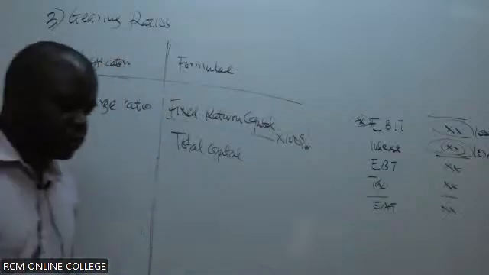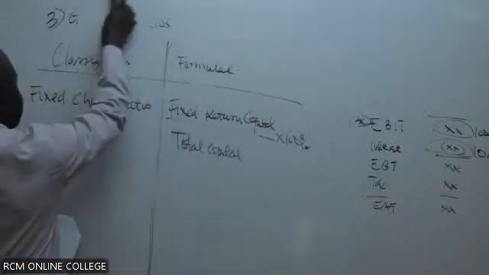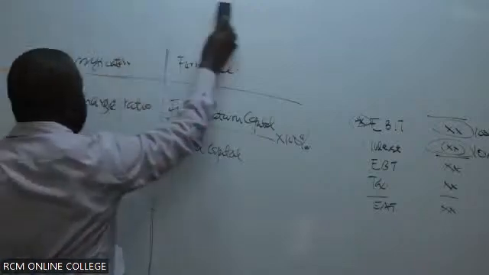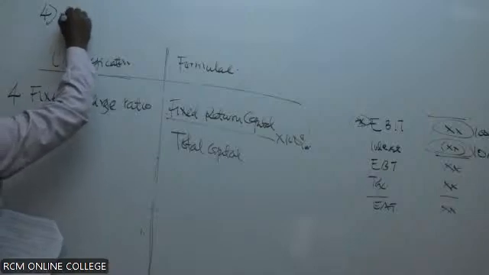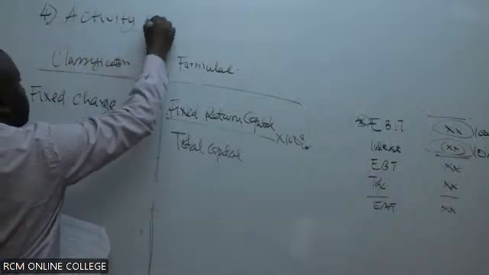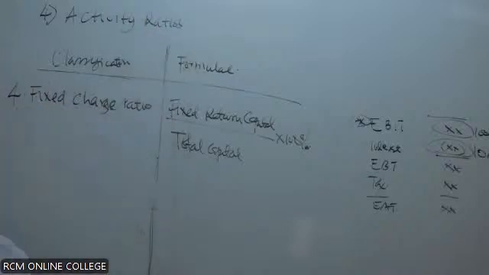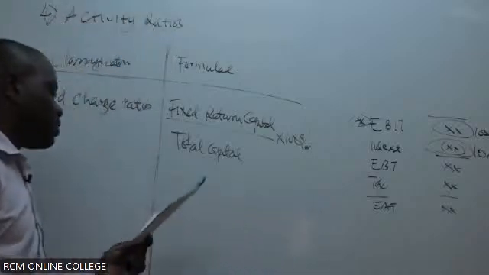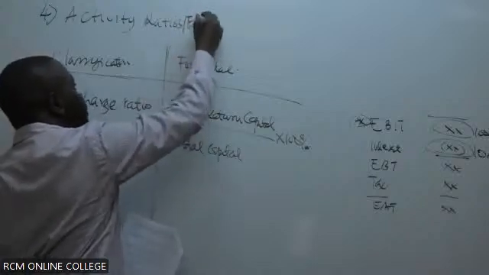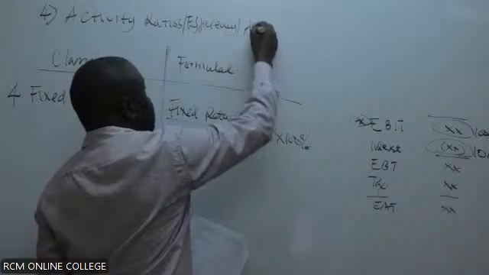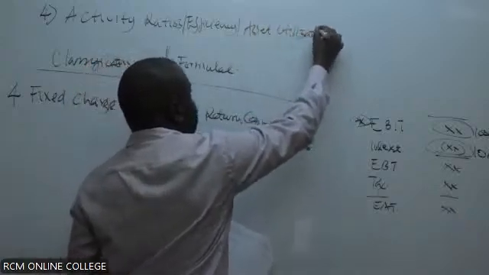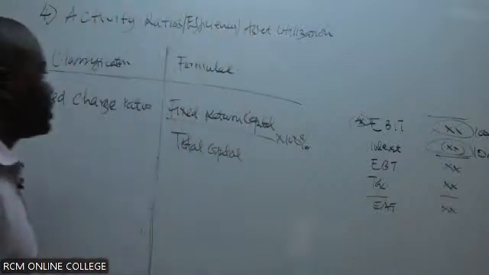So you can now look at category number 4, activity ratios. Sometimes we can refer to them as efficiency ratios. There are a number of names: efficiency, or maybe asset utilization ratios. So this category can be named as activity or efficiency. How efficiently are you utilizing your assets, or the asset utilization ratio?